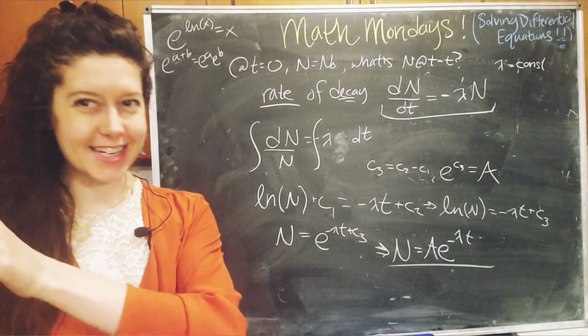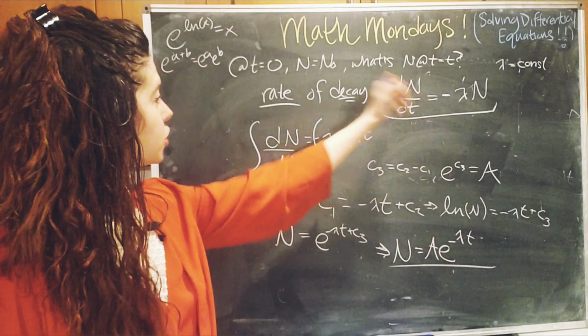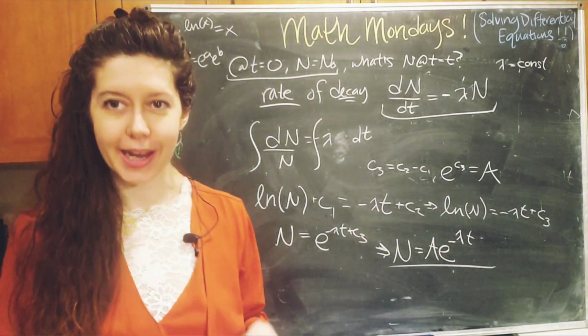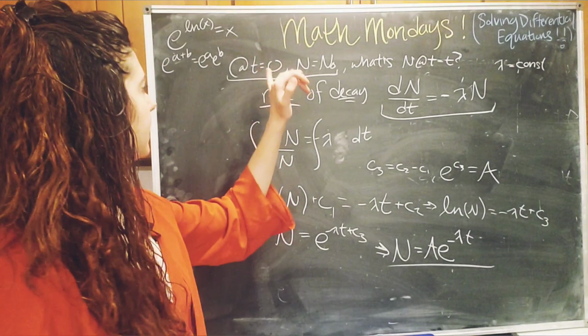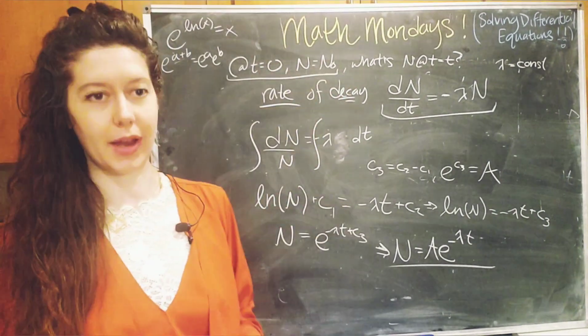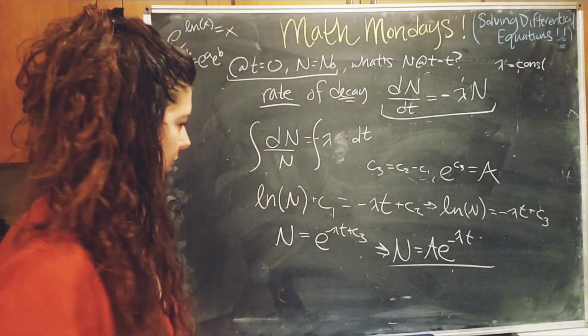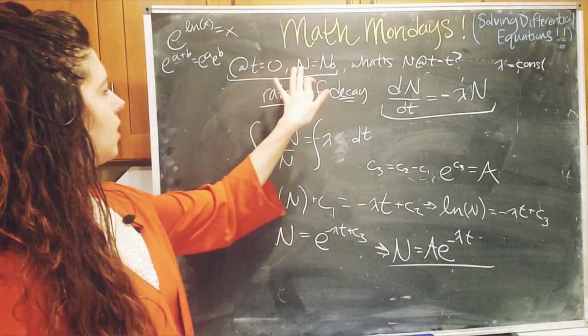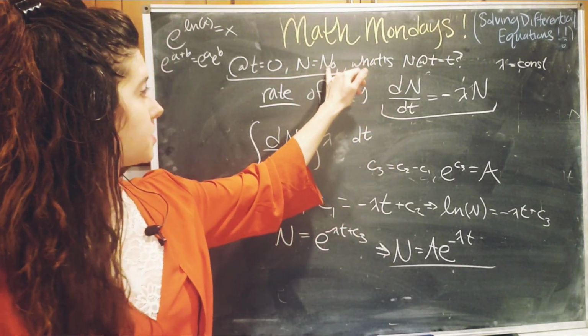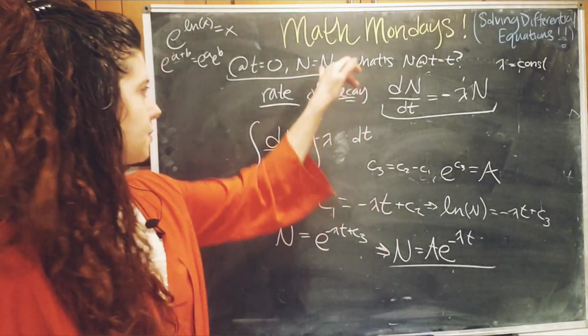Boom. All right. Now we get to plug in this initial condition. I'm calling it an initial condition because it is some values that we are given at time t equals 0, aka when we start our clock. We know that the sample size that we're starting with has a number of atoms denoted by n subscript 0.